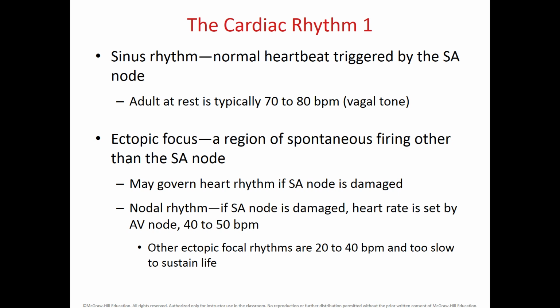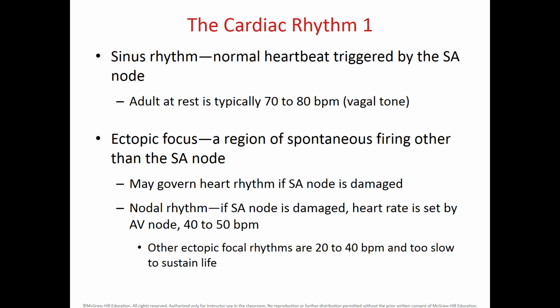This SA node will generate around 100 beats per minute by itself if we didn't have the action of the vagus nerves. So when you have the action of the vagus nerves, you have a reduction of that heart rate from 100 beats per minute to 70 to 80 beats per minute.